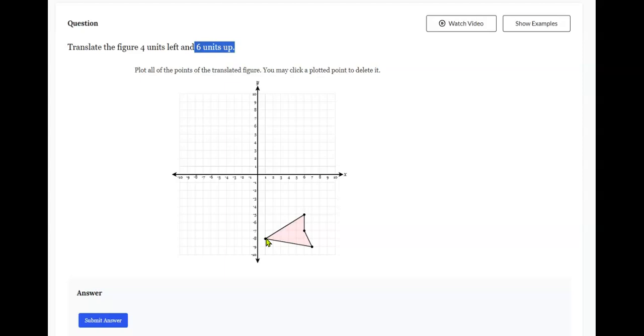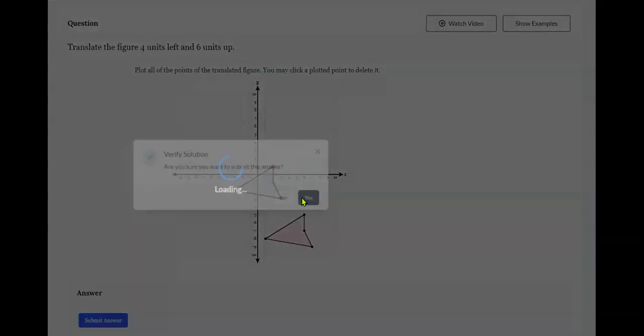on the y-axis. So you're going to move 1, 2, 3, 4 units left, and 1, 2, 3, 4, 5, 6 units up. Each of these points you'll start at the original, you'll move 4 left, and 6 up. Once you're done, submit your answer.